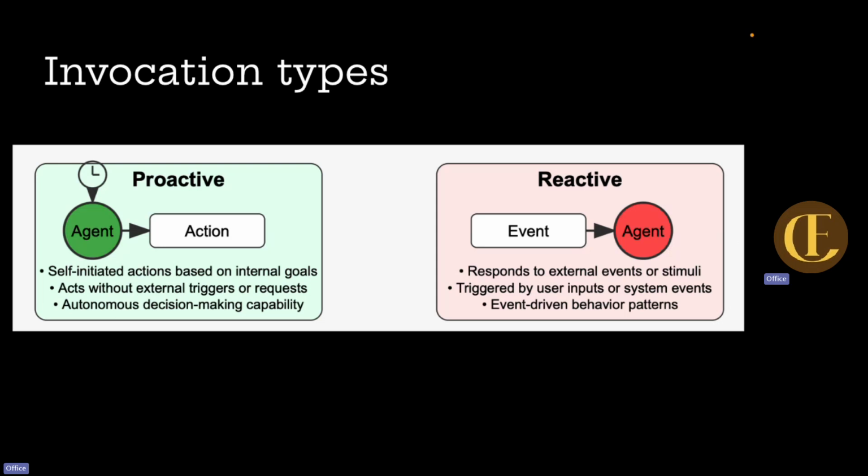Invocation types: proactive and reactive. Reactive means this has nothing to do with React. It is about something happening, a trigger coming in, and then the agent doing something. Proactive is where it automatically detects something has gone wrong and says, let me go ahead and fix it. For example, maybe it is watching my website and suddenly sees the web server is down. Let me go ahead and bring it up. Proactive.